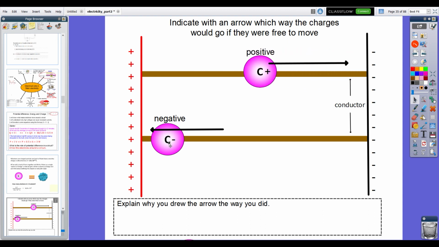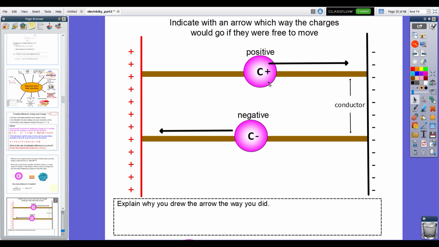So let's just put those back to where they are. So that's what your diagram in your book should look like. Rewind this section if you want to just check what I was saying there. So, put in your book, why did you draw the arrows the way you did? Well, fundamentally, because charges always are attracted to the opposite. The positive charge gets attracted to the negative plate, and the negative charge gets attracted to the positive plate. Fill that in there, please.